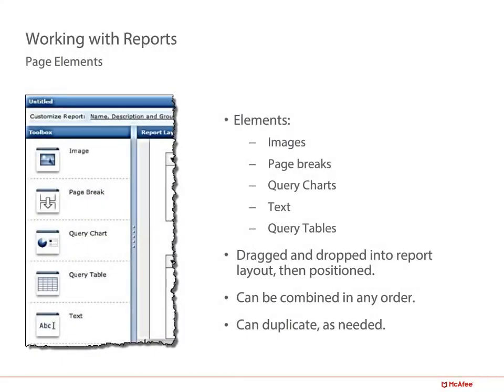The different elements that you have in creating a report are images, page breaks, query charts, text that you actually want to add to the report, and query tables. You can drag and drop any of these options over into your report layout, and you can also position them as to what you want. You can combine them in any order, and you can duplicate them as needed.